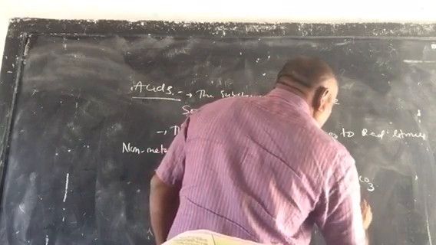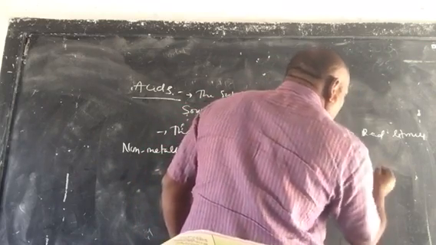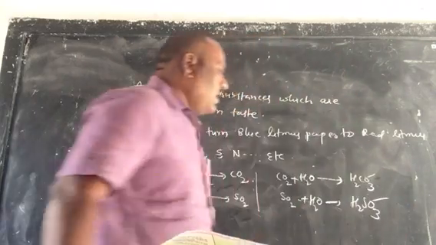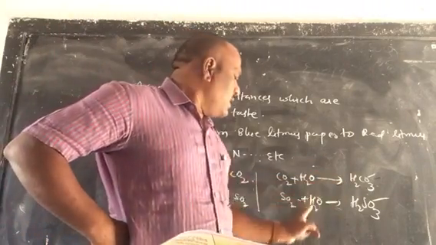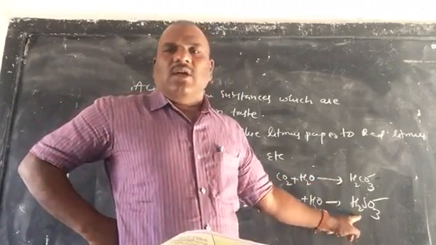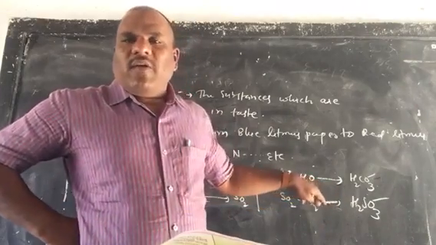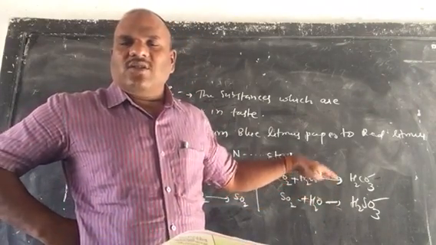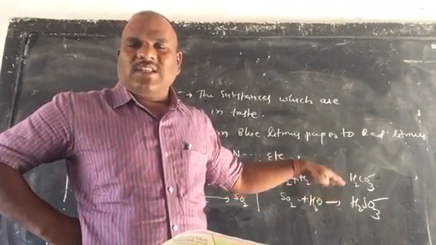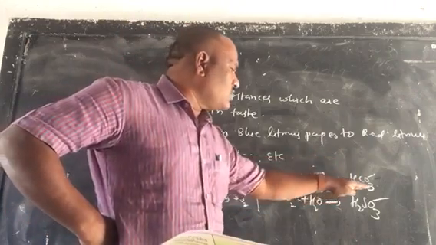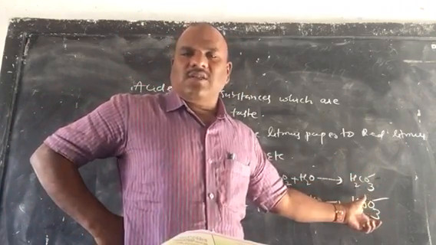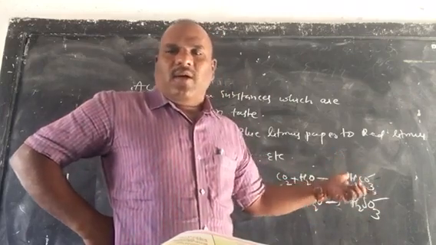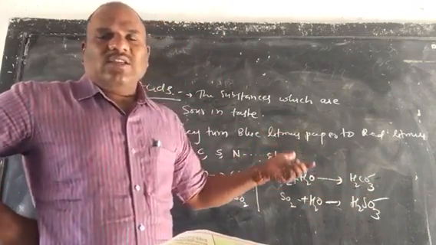H2CO3 and H2SO3. So carbonic acid and sulfurous acid. When non-metallic oxides dissolve in water, they form the respective acids. Carbonic acid, sulfurous acid. This is the way of preparation of acids in the laboratory, children.